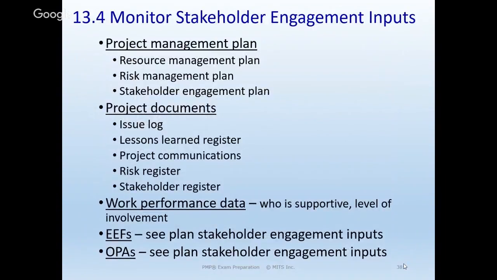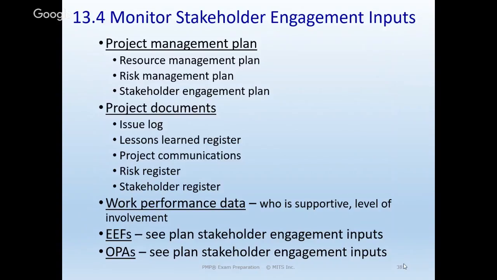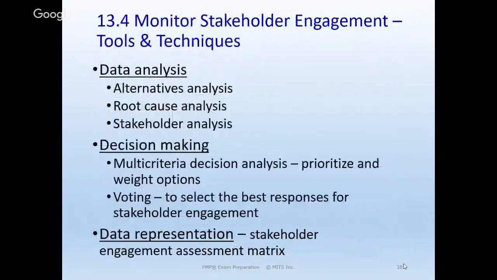So the resource management plan, risk management plan, and stakeholder engagement plan fit into this. A lot of the same kinds of things. We've built out our issues, lessons learned register, risk and stakeholder registers, project communications. We're in monitoring and control now, so we've got work performance data coming in too, so we can look at that and figure out what that means to us. Enterprise environmental factors and OPAs are pretty much the same as we had in that plan stakeholder engagement, talking about what kind of environment we're in, what historical information we have that'll help us, those kinds of things.